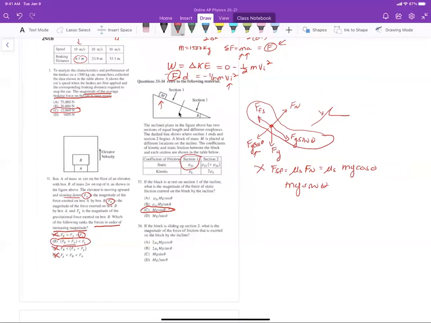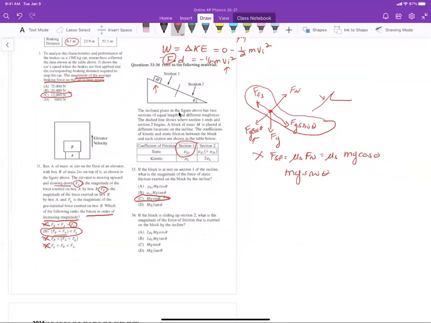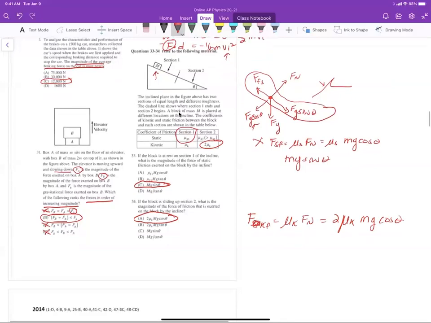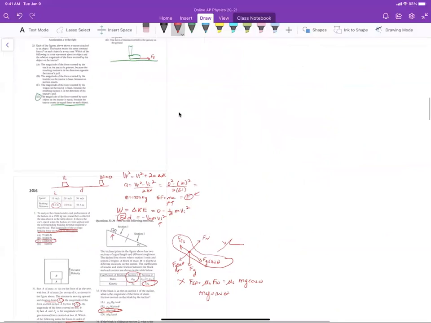Now I have to look at it on the way up the ramp. I want to know the force of friction exerted on it as it's sliding up the ramp. So this is kinetic friction, which is mu k times force normal. So I have that's equal to 2 mu k, is what they told me. Force normal again is mg cosine theta. And so here is my answer, 2 mu k mg cosine theta. Those were the multiple choice questions that I gave you from Unit 2.